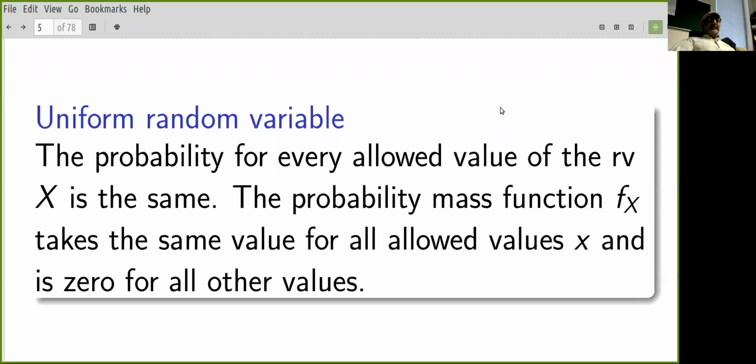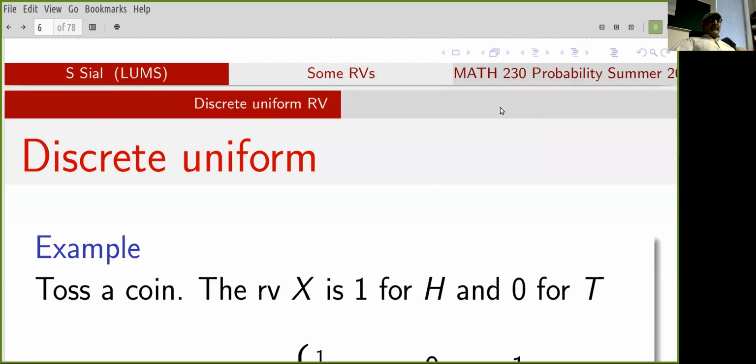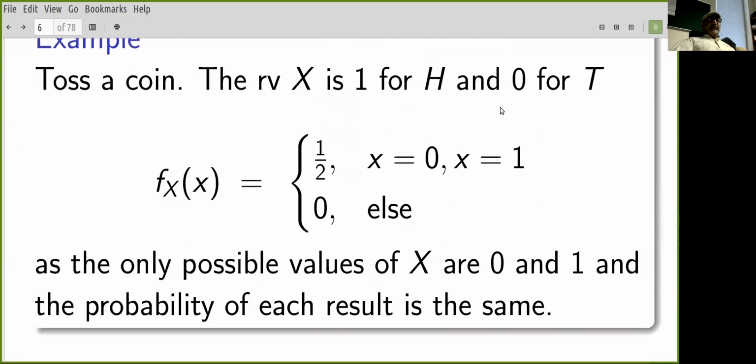In this case, if you have a discrete random variable, it means that the probability for every allowed value of the random variable x is the same. The probability mass function takes the same value for all allowed values of x, and it's 0 for all other values. So here's an example.